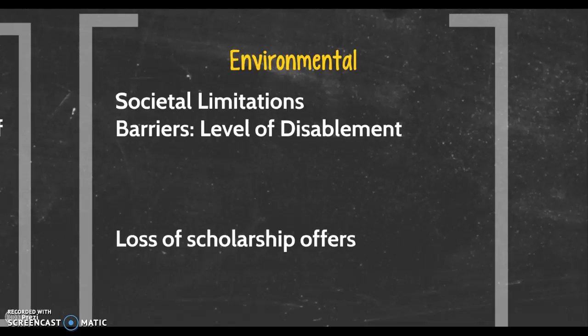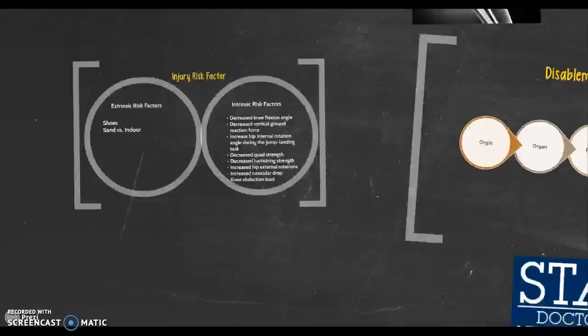As we move on, one of the last aspects of the disablement model is the environment, and this is the societal limitations, or barriers. Loss of scholarship can occur because the person is no longer able to serve as a libero. They may lose their starting spot and lose some of the spotlight that they would get at tournaments. Additionally, having an athletic trainer or healthcare professional there or not can also impact the person both mentally and physically in how they are able to get back into activity.